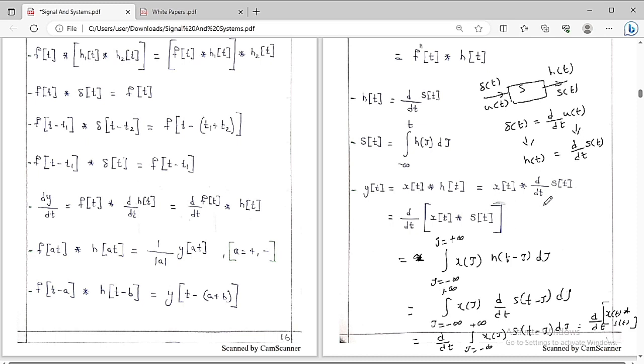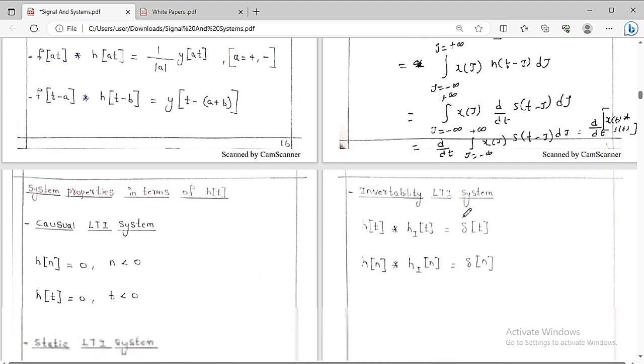So therefore we can also write d by dt of x of t convolution s of t. These are the different ways of writing it, and you have to keep these things in mind.